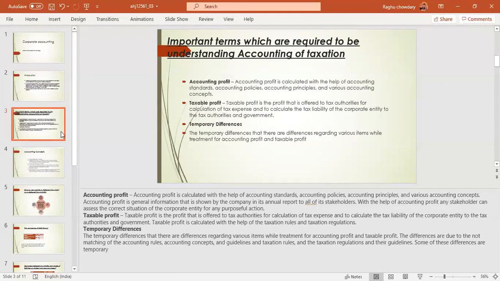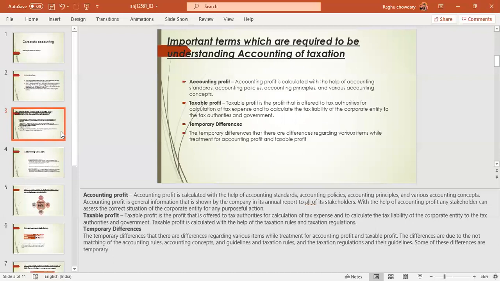Accounting profit can be calculated with the help of accounting standards, policies, principles, and the accounting concepts. It's general information which is shown by the company in its annual report to all its stakeholders to understand its performance in terms of the business, to take action in terms of the strategies followed in the current financial year. So with the help of accounting profit, any stakeholder can know its exact situation in the market, its presence in terms of brand.